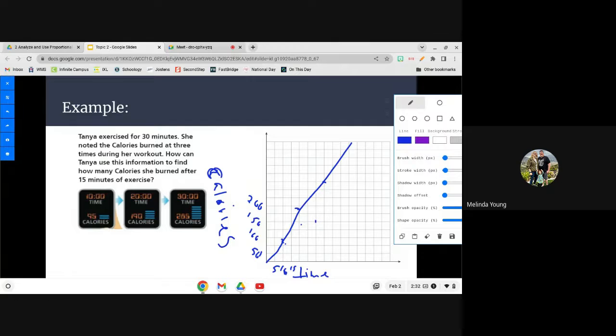And it should be a straight line. Sorry about my bad drawing. So I've got this straight line.